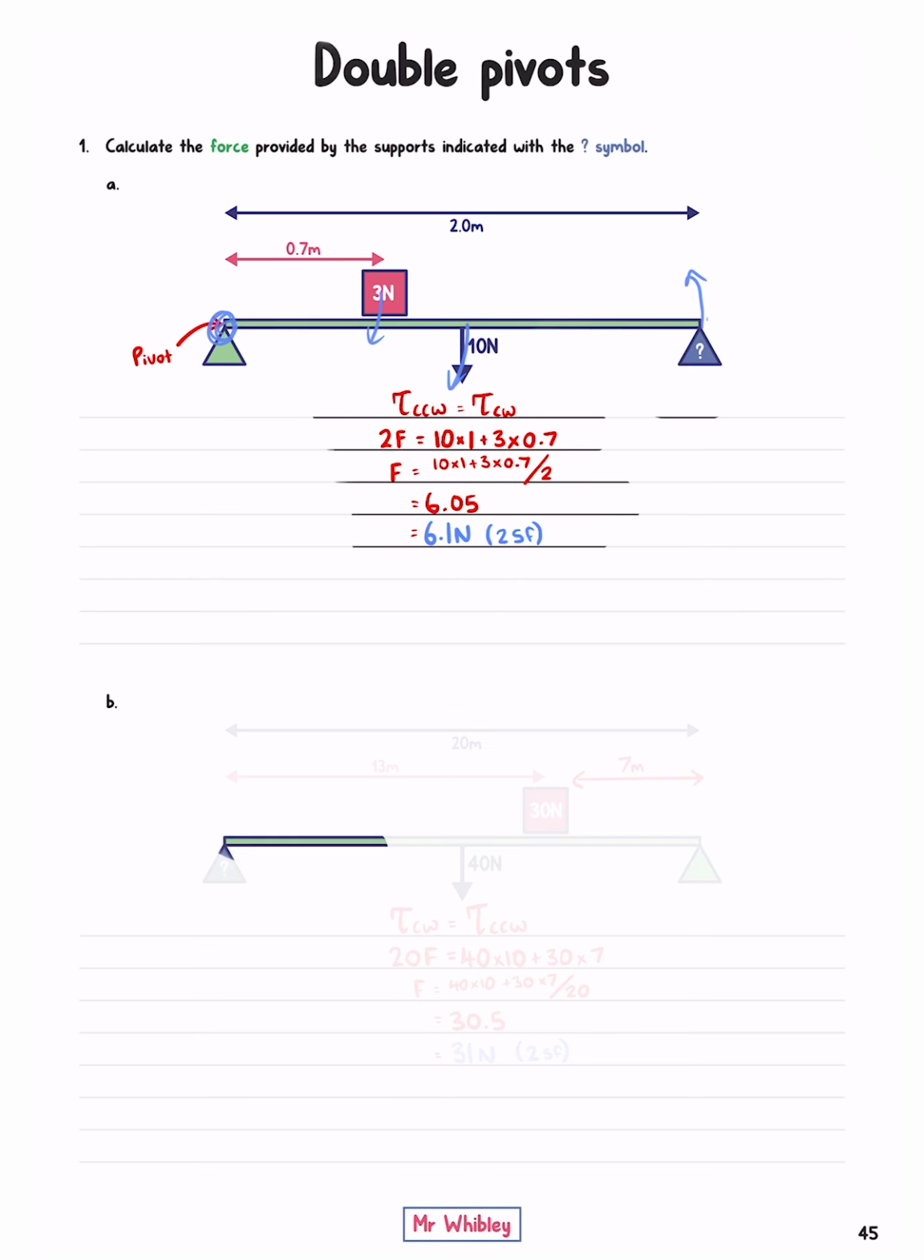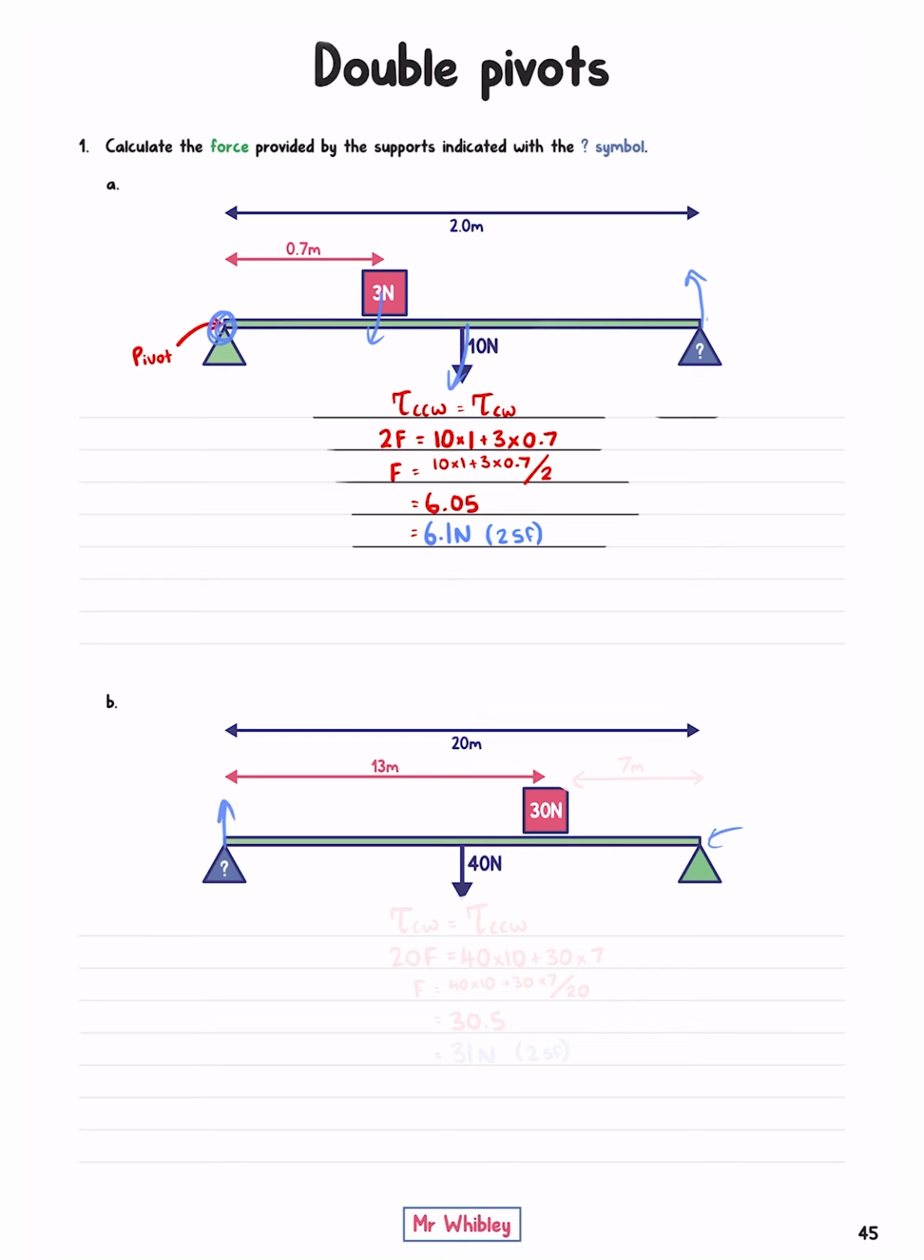For section B, we now have a plank that is 20 meters long, has a gravitational force of 40 newtons, and has 2 pivots. The left one has the force that we're trying to find. We have a 30 Newton mass, which is 13 meters from this end. In order to find the value of our force here, we need to make this end our pivot. Because the system is in equilibrium, our clockwise and counterclockwise torques will be equal.